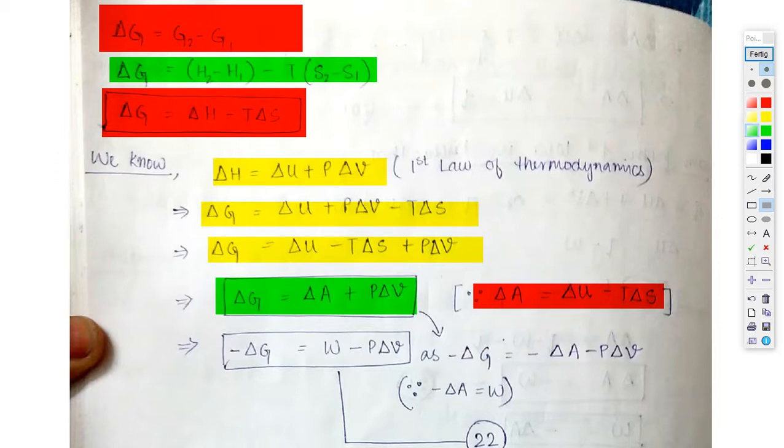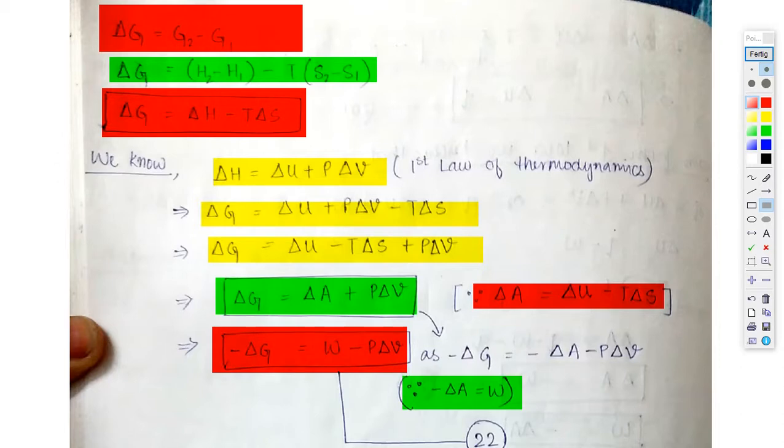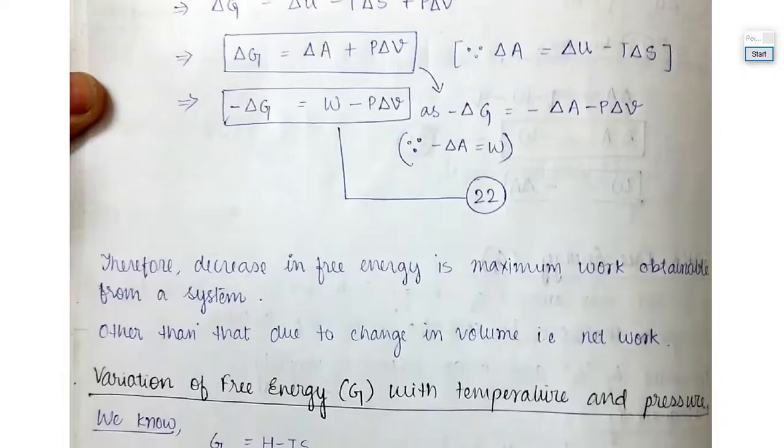Multiplying both sides by negative, negative delta G equals negative delta A minus P delta V. This is another important formula you need to understand: the negative of the Gibbs free energy change equals the work done minus P delta V. Use this.